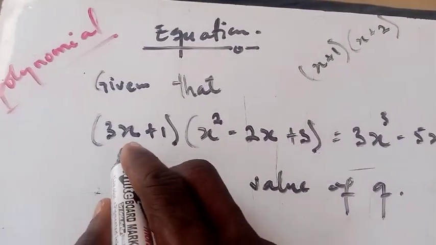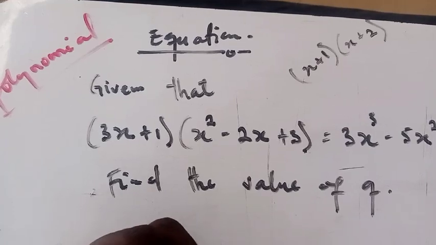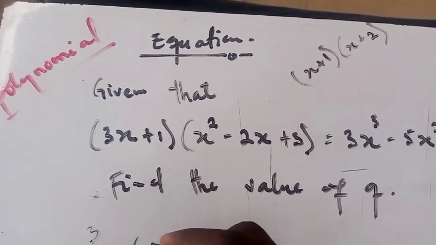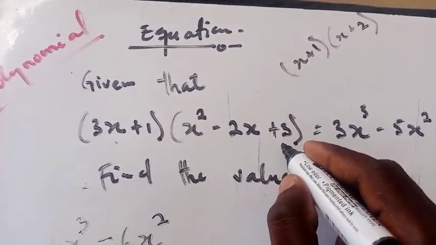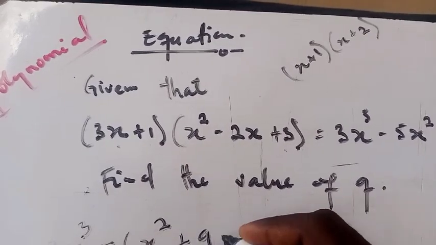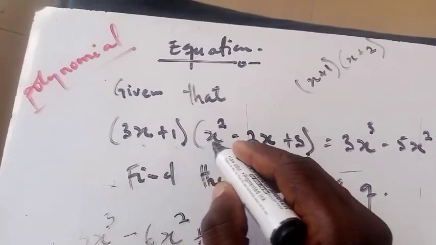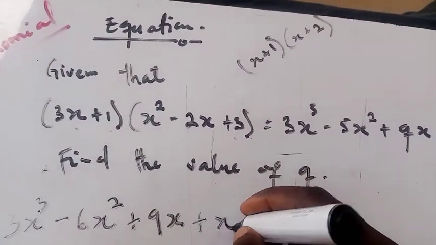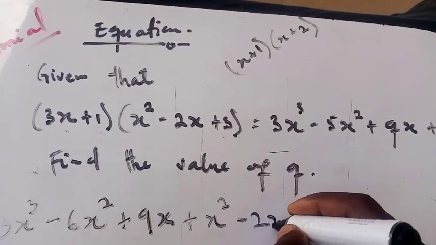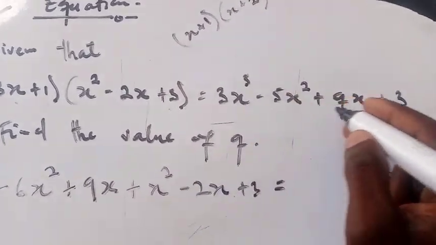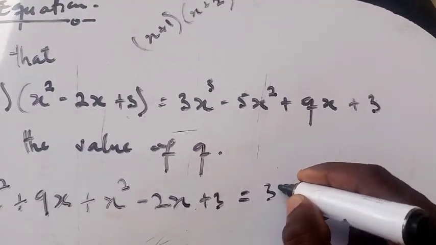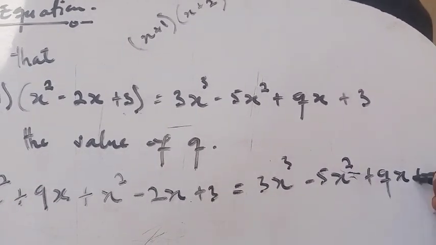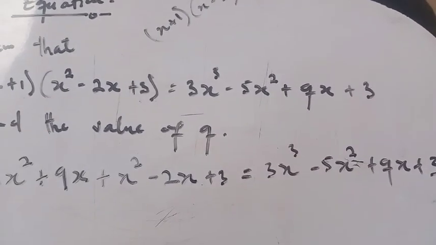So 3x here multiplied by that, you are going to have 3x exponent 3, right? And then this one multiplied by this should be negative 6x squared, and then this multiplied by that should be positive 9x. Do you agree? And then the 1 multiplied by everything is just going to be the same thing. So we have x squared, so minus 2x plus 3. So everything is gone. This guy has already been expanded, so we have 3x cubed minus 5x squared plus qx plus 3. Is that okay?